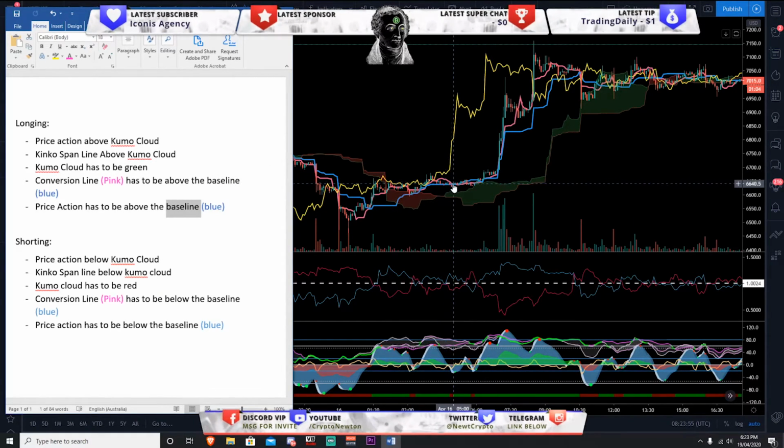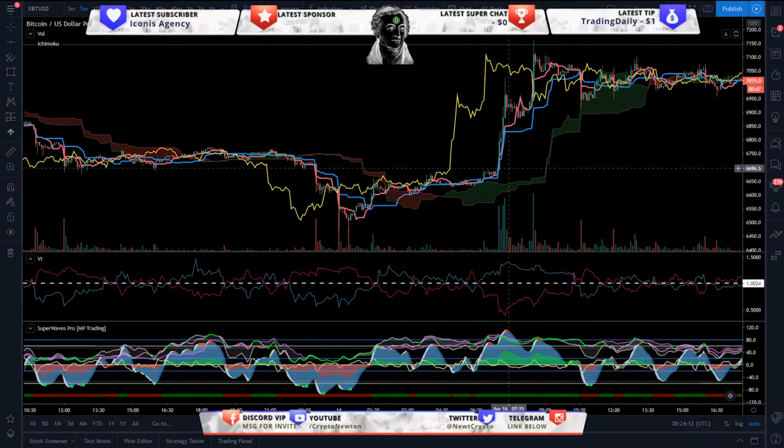Down here, two things don't tick off. The conversion line, which is the pink, has to be above the baseline blue, which it is not. Well, it is, and then it keeps crossing back, so you would wait. And then your price action has to be above the baseline as well. So that's exactly what you see here. Take it to the upside.